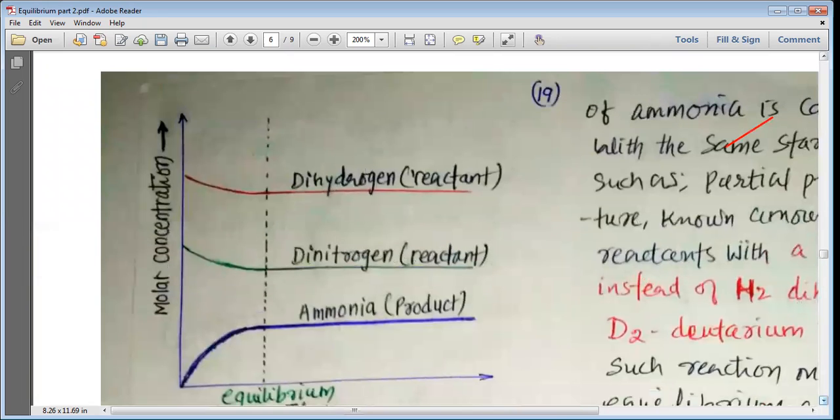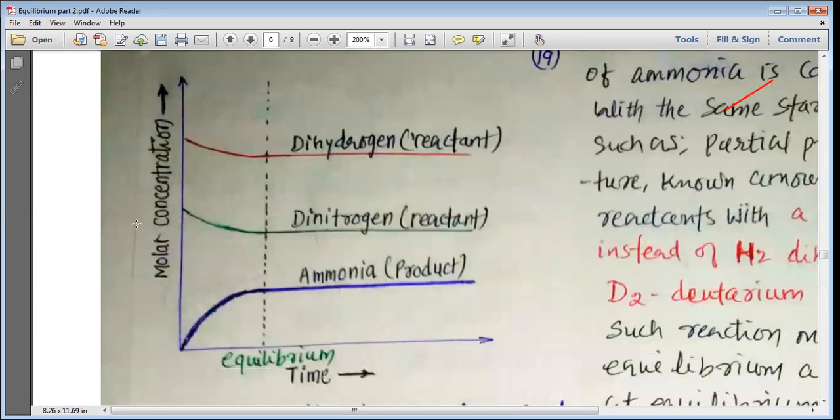In the graph, my dear students, we have molar concentration on the left side, that is on the y-axis, and time on the x-axis. You can see that the equation was N2 plus 3H2 that gives us, if there is an equilibrium, twice NH3. So this ammonia gas is formed. You can see that initially the concentration of ammonia was 0. Then it has increased, and then at this point it becomes constant, and then it gives us the straight line.